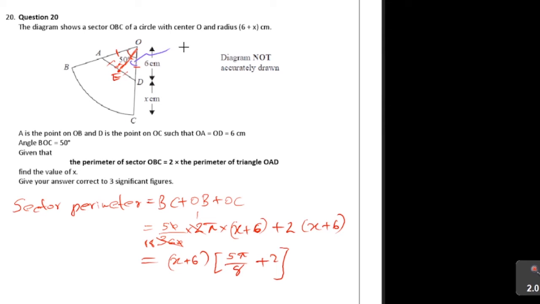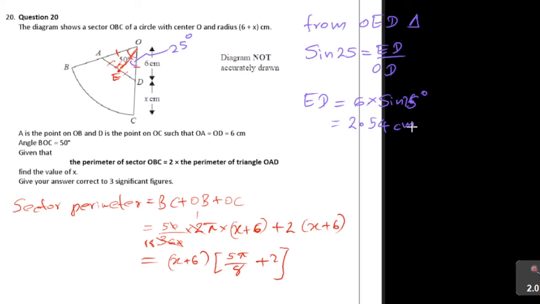From the symmetry, we can take this angle as 25 degrees. From the triangle OED, I'm going to use the sine ratio. Sine 25 equals ED divided by OD. So the ED length equals OD times sine 25. OD length is given as 6, so 6 into sine 25, which is 2.54 centimeters.